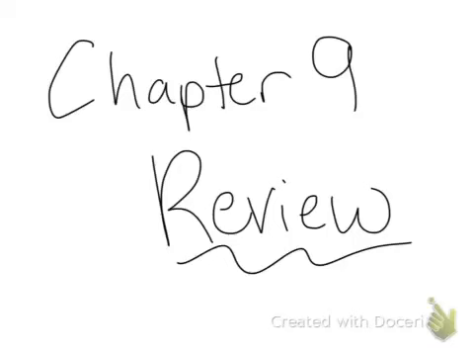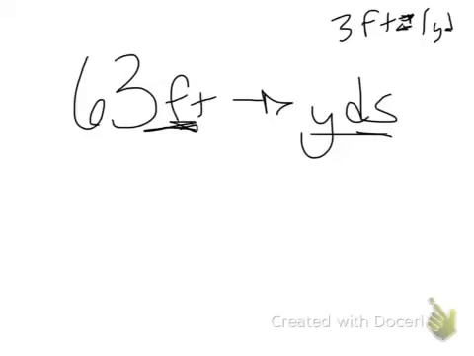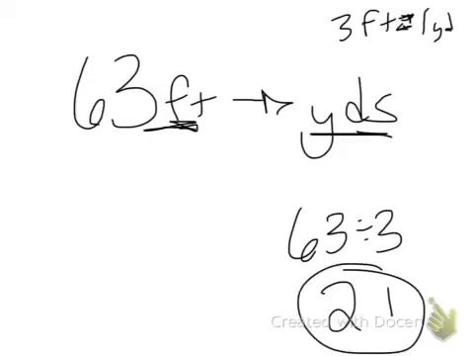So the first kind of problem that we're going to do on this review is a conversion problem: 63 feet to yards. We're converting 63 feet into yards. Now, use your knowledge, pause, and then solve, go. Okay, so there are two different ways you can do this. You know that the conversion from feet to yards is 3 feet equals 1 yard. So you can do two things. If you go from feet to yards, we're going from smaller to bigger, so that means we divide. So we could do 63 divided by 3, and our answer would be 21.